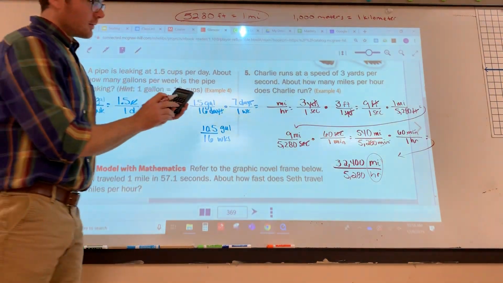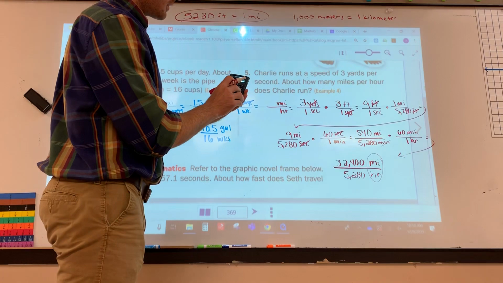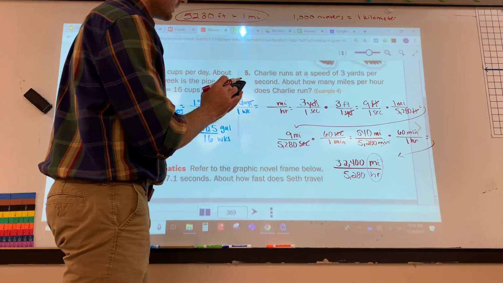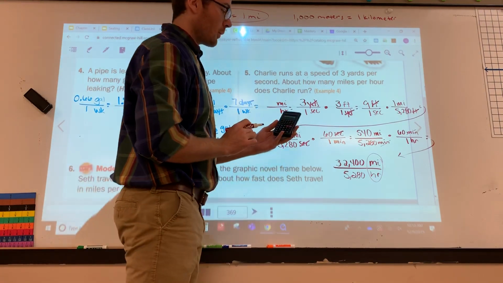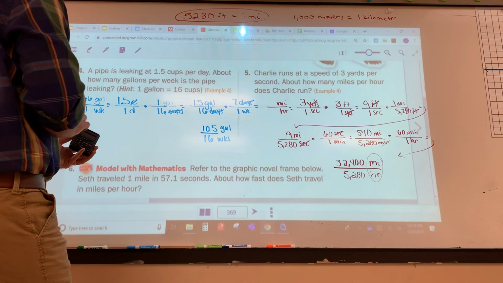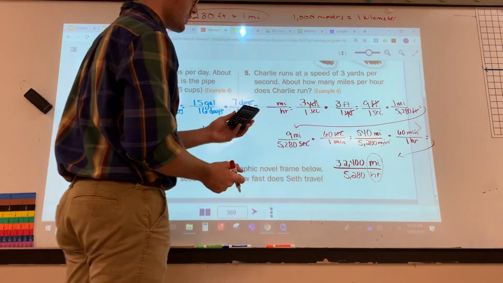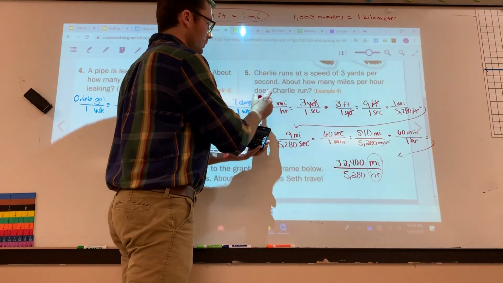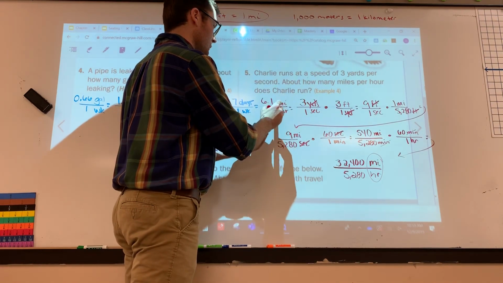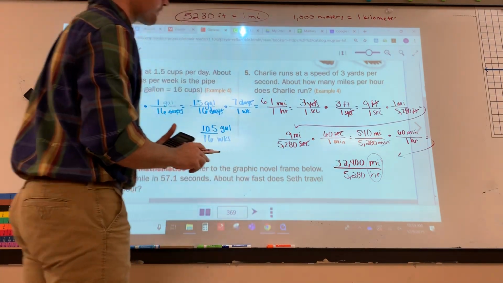So now I just divide 32,400 divided by 5,280 equals 6.1363636. And it doesn't tell us where to round it, so I'm going to recommend that we round it to the 10th place. So 6.1 miles per hour.